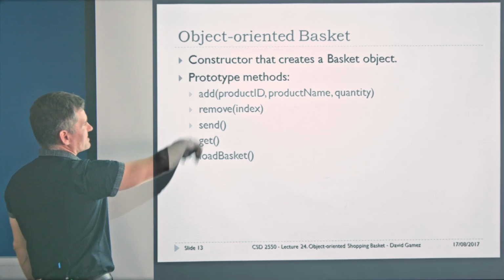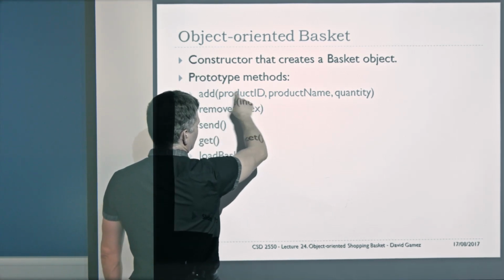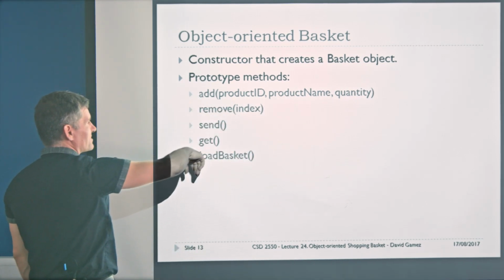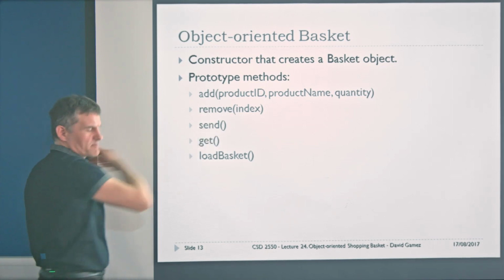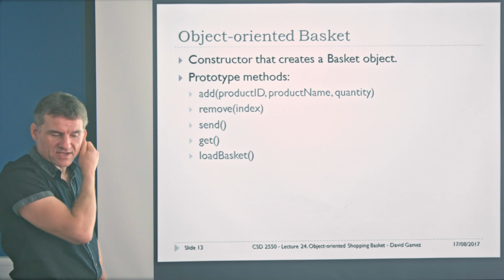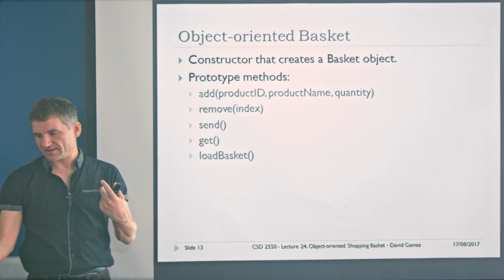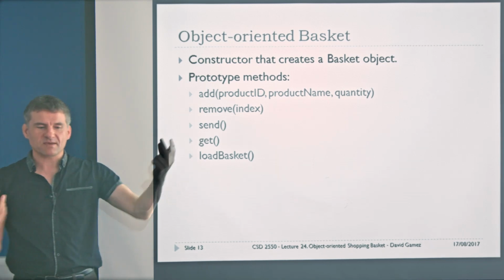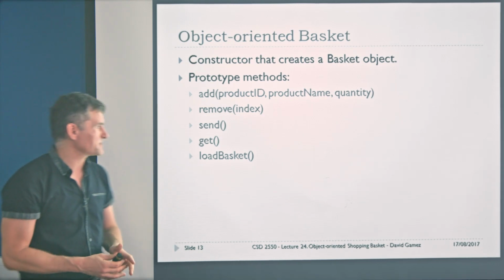These are the prototype methods. We've got an add method that adds a product ID, a product name, and a quantity to the basket. We've got a remove method, sensible stuff for a basket. And then we've got the send and the get methods. This basket uses AJAX so that JavaScript can synchronize the basket that the client sees in their browser with the basket document on the server. We need to link them up somehow, and it's going to be tricky to do with anything except AJAX or WebSockets or something like that.